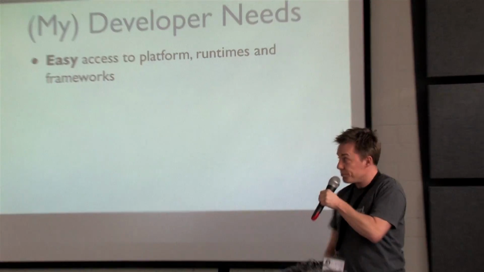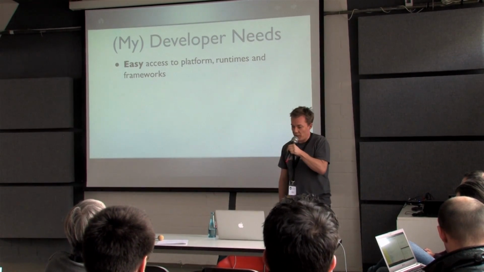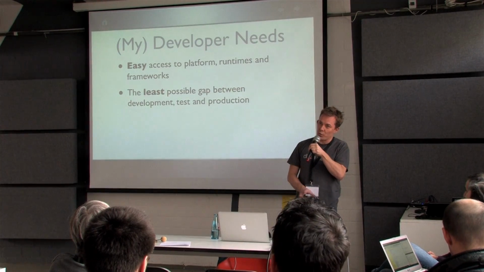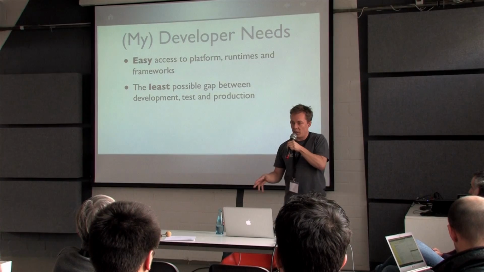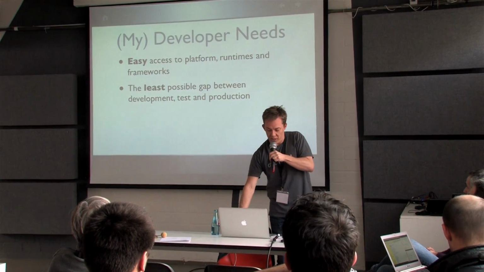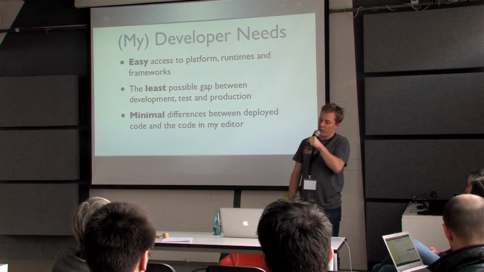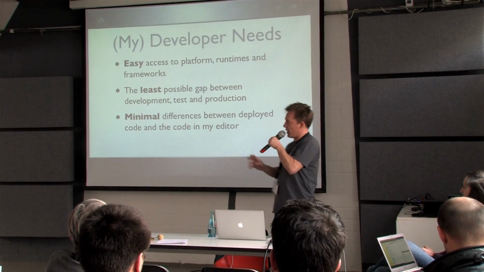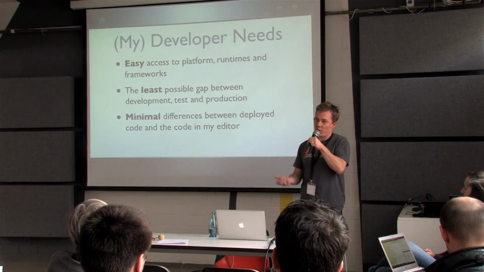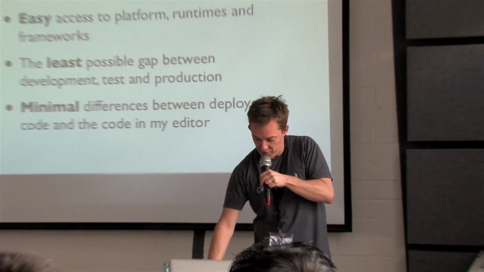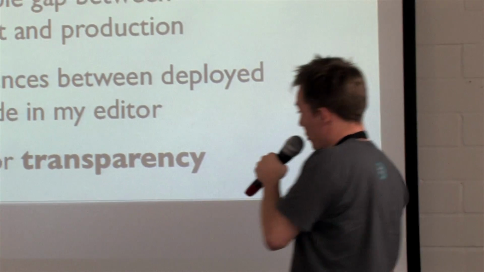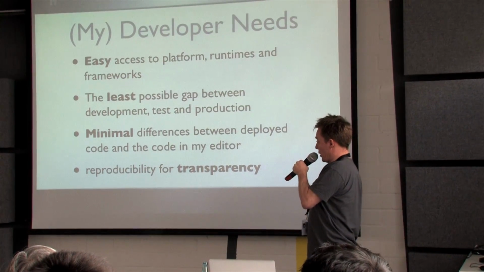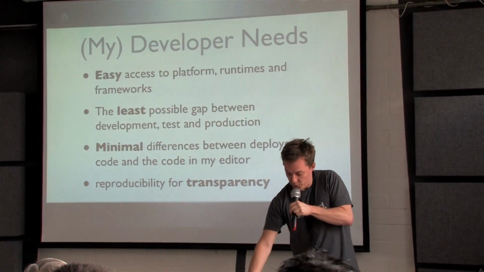So, my developer needs. I need easy access to platforms, runtimes, and frameworks all the time. I need the least possible gap between development, test, and production, in order to have some kind of sane environment to work in. And I really need minimal differences between deployed code and the code in my editor. There's nothing as bad as looking at something in your editor and it's actually not the code you have in production. I hate when that happens. And I need to be able to reproduce stuff for transparency, so it's easier to find bugs and locate and extend the code base, locate bugs and other issues.